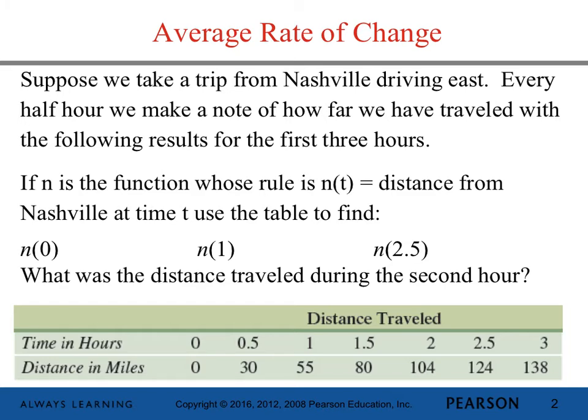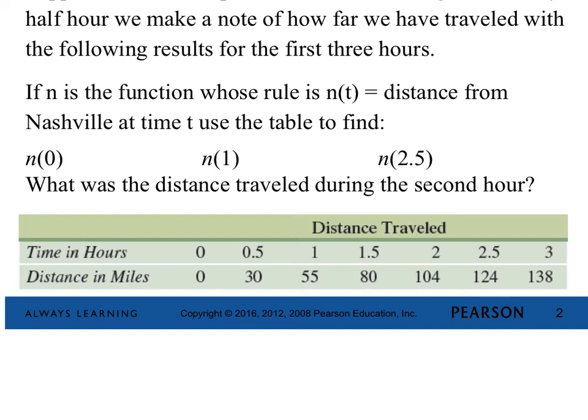So, for example, using the table, we are to find, first of all, what is n of 0. In other words, how far had we gone when we actually began the trip, when 0 hours had elapsed? And n of 0, you'll see here, we had actually gone 0 miles. Because when we first started our trip, no time had elapsed, t equals 0, and our distance, since we hadn't started our trip, was 0 miles.